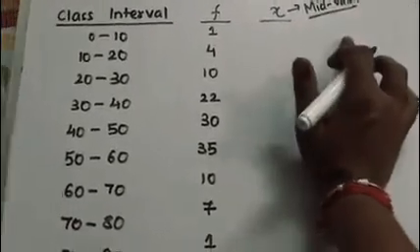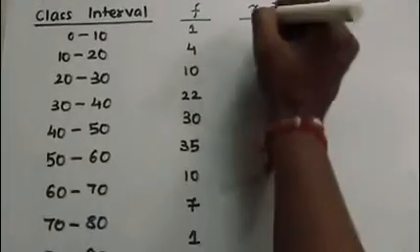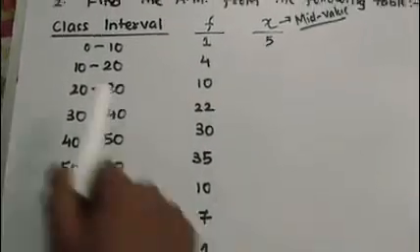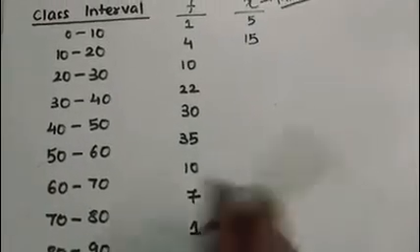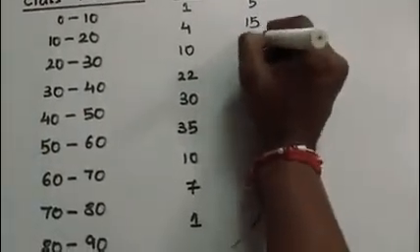So now let us start. 0 plus 10, 10, 10 divided by 2, that is 5. 10 plus 20, 30 divided by 2, 15. Similarly the next one, 20 plus 30, 50, divided by 2, 25.